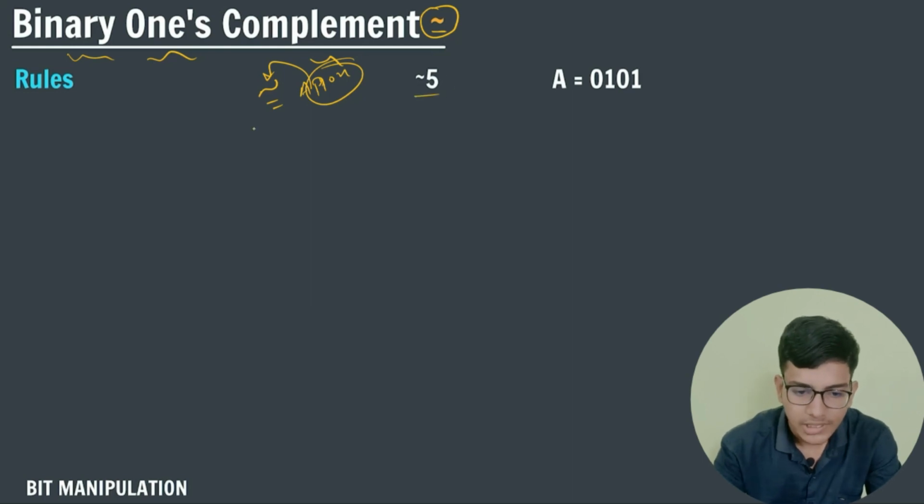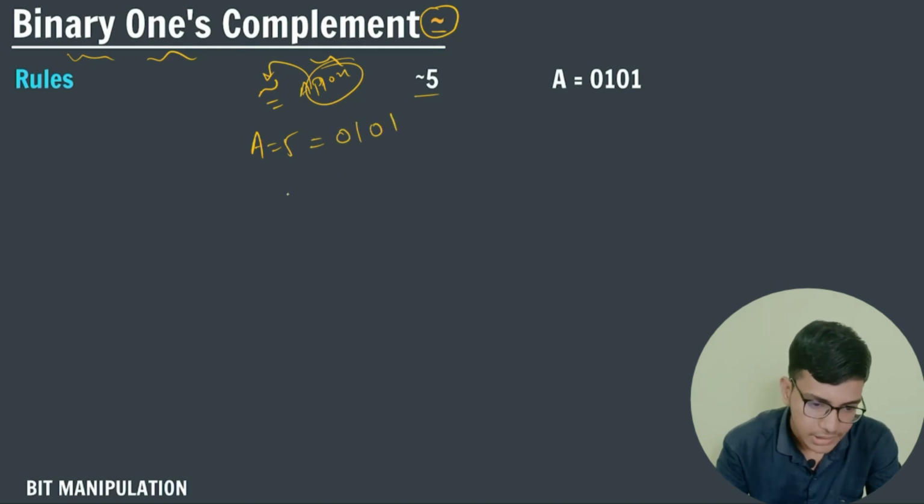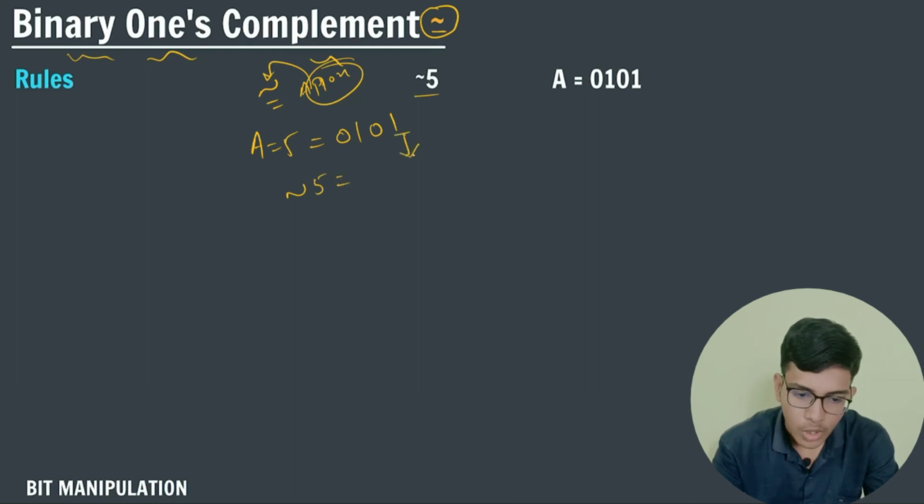Suppose the given number is a equals 5, right? That is 0 1 0 1. So if I perform the complement on 5, it will convert ones to 0 and zeros to 1. So 1 will be converted into 0 and 0 will be converted into 1. After it, 0, after it 1.